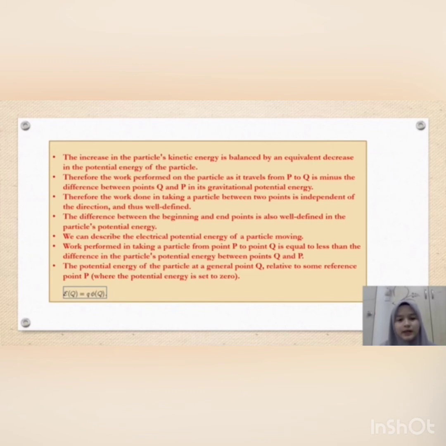Therefore, the work done in taking a particle between 2 points is independent of the path and thus well defined. The difference between the beginning and end points is also well defined in the particle's potential energy. We can describe the electrical potential energy of a particle moving. Work performed in taking a particle from point P to point Q is equal to minus the difference in the particle's potential energy between points Q and P.